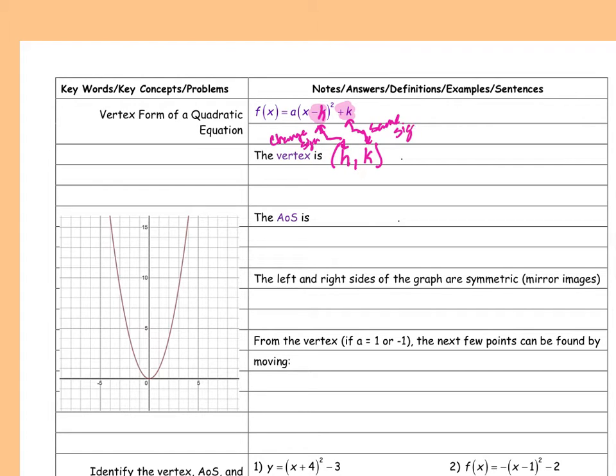Okay, and when we get some problems, when we have some examples, you'll understand that better when we start talking about it, okay?